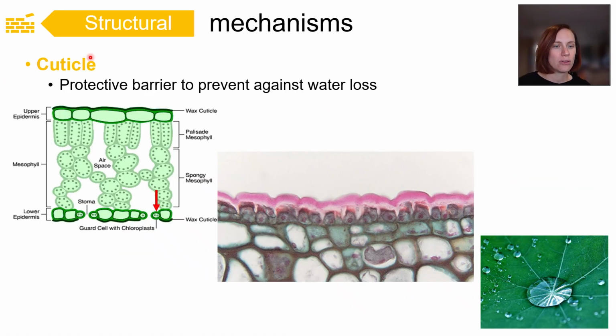A cuticle is sitting on top here, the wax cuticle, and we can see it up close here. It's a protective barrier to prevent water loss. It's made of cutin, which is a fatty acid and glycerol polymer, and it provides structural integrity for the leaf. If it's permeable, the plant becomes really vulnerable to water loss.